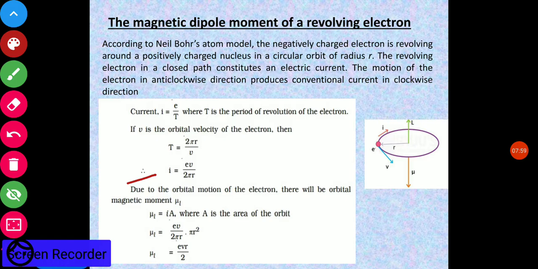Now due to the orbital motion of the electron, there will be a magnetic moment mu L. The magnetic moment, as in the previous slide, is IA, where A is the area of the orbit, I is the expression from here, and area is pi r squared. So the magnetic moment mu L is equal to ev upon 2 pi r into pi r squared, or mu L is equal to evr upon 2.